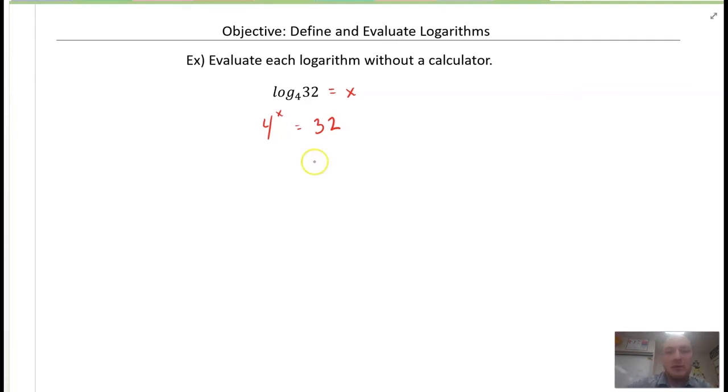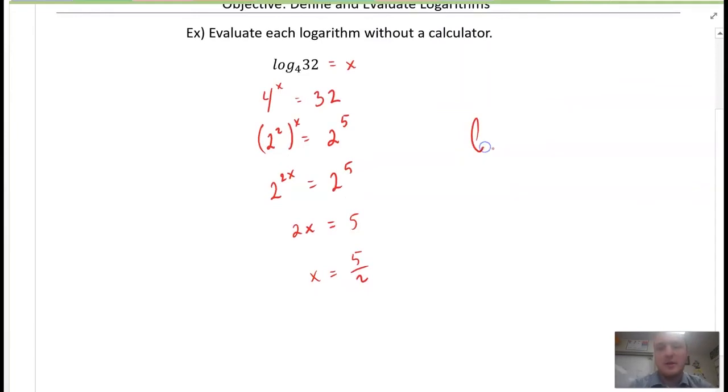Well, I can go ahead, I can rewrite 32 as 2 to the power of 5. And can't I rewrite 4 as 2 squared? So rewriting both sides is sometimes a trick that you'll have to utilize. Okay, so this is 2 to the power of 2x is equal to 2 to the 5th. And the exponential property of equality says that 2x is equal to 5, so x is equal to 5/2. Okay, so our answer here: log base 4 of 32 is equal to 5/2.